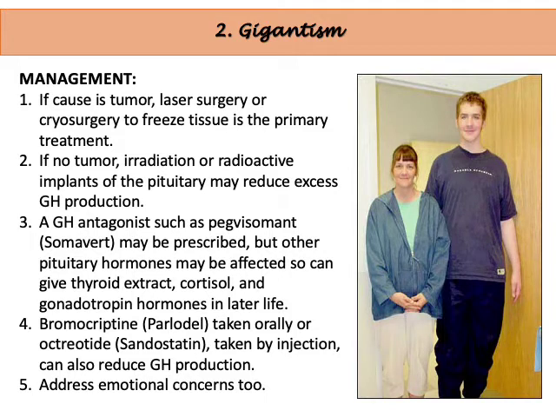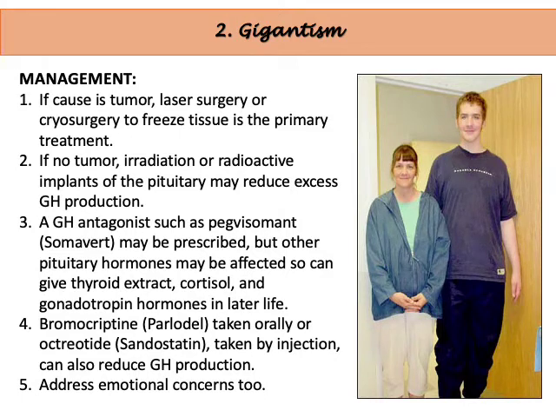Third, a growth hormone antagonist may be prescribed, such as pegvisomant, but this pituitary hormone may also affect other hormones, such as thyroid, cortisol, and gonadotropin later in life. That is why this is only given if surgery or radiation is unsuccessful. Fourth, oral bromocriptine or octreotide injection can be given. It can reduce growth hormone production.